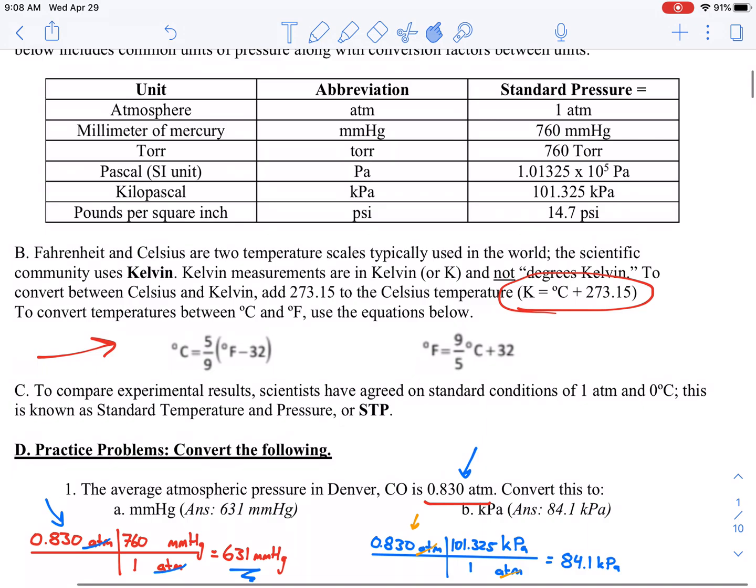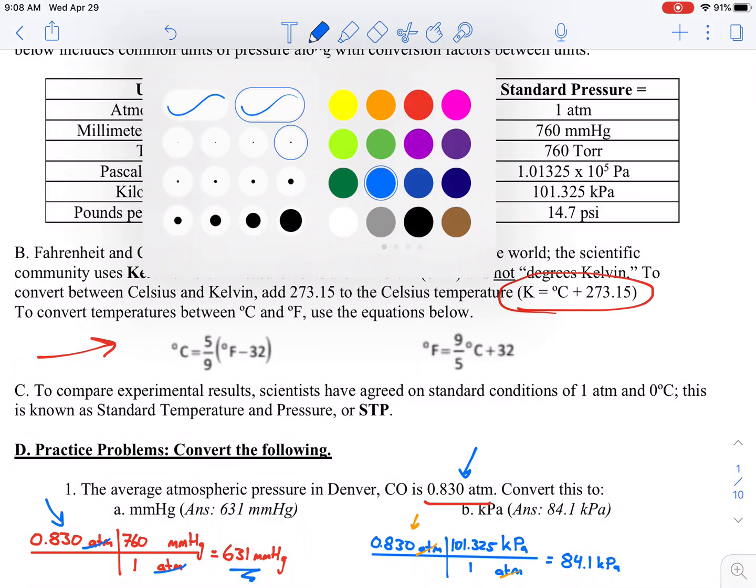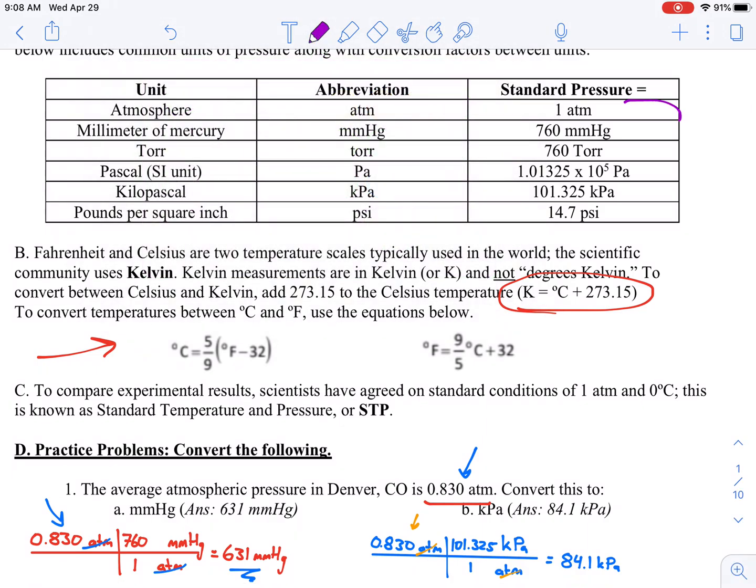And you'll notice that with all of these pressures, you can go direct from one pressure to another. We just went from ATM to kPa. It's not like we need to convert ATM to mmHg to torr to Pa to kPa. Nope, you can go directly because 1 ATM equals 760 mmHg. 760 mmHg equals 14.7 psi. You can go from any pressure directly to any other pressure.